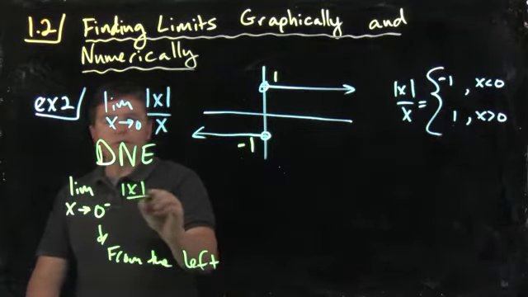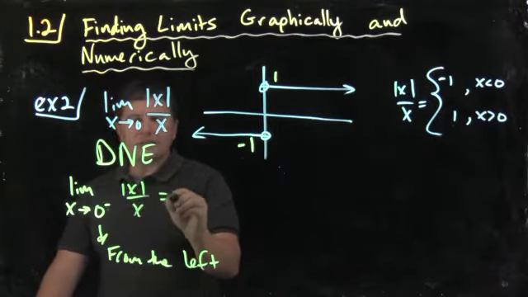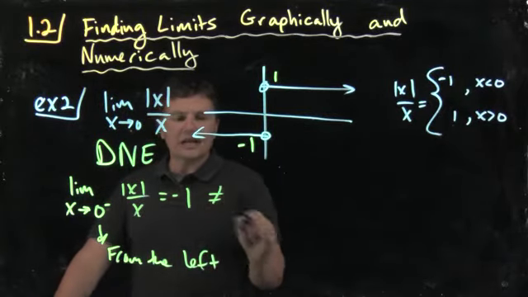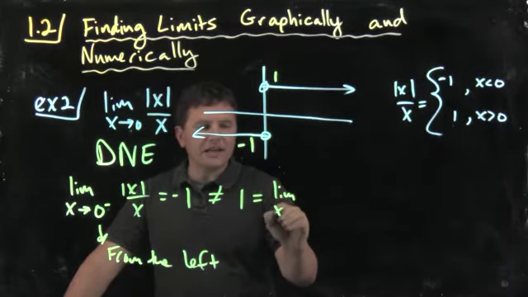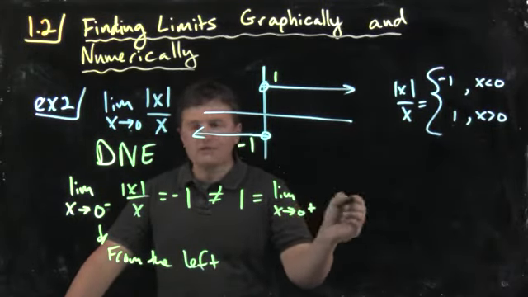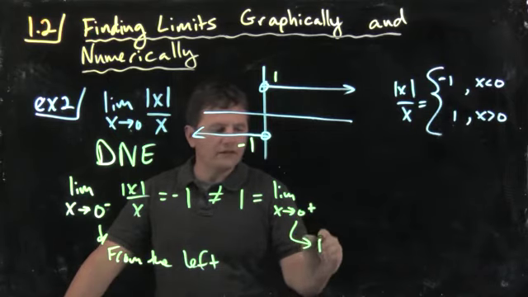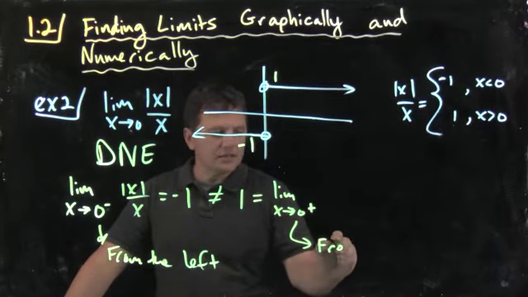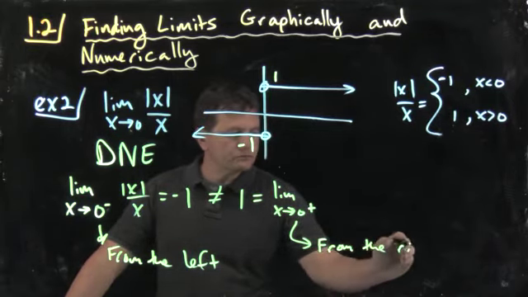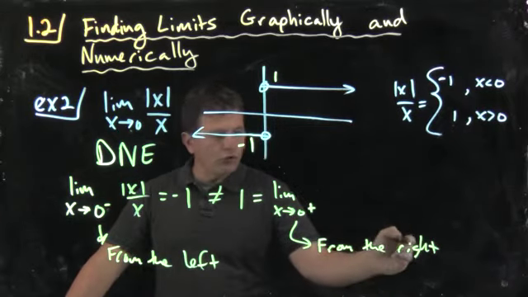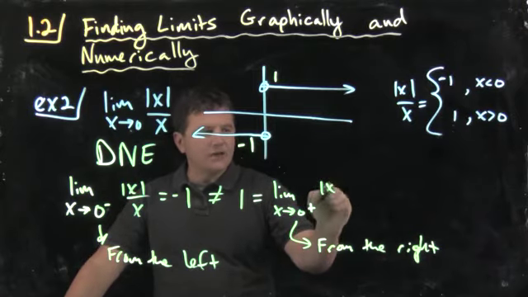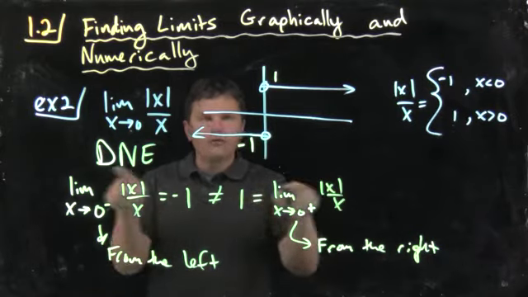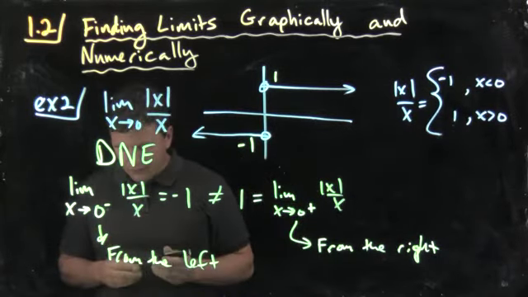So the limit from the left of absolute value of x over x is equal to negative 1, which does not equal 1, which is equal to the limit as x approaches 0 from the right. Same thing, but with a plus for from the right. And we'll do more with that notation in the coming sections. And that's absolute value of x over x. So in order for the limit to exist, those two things have to agree.